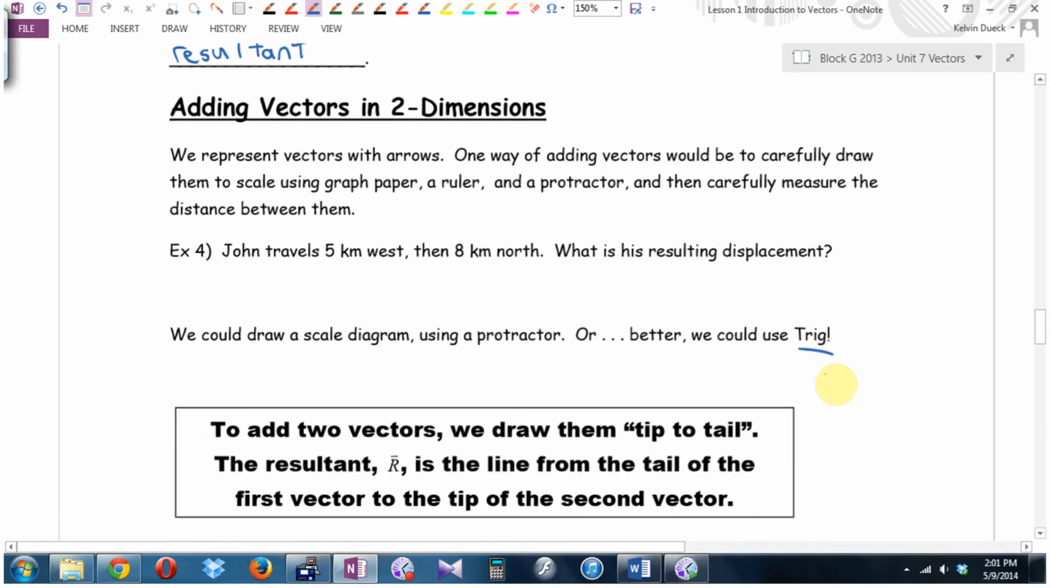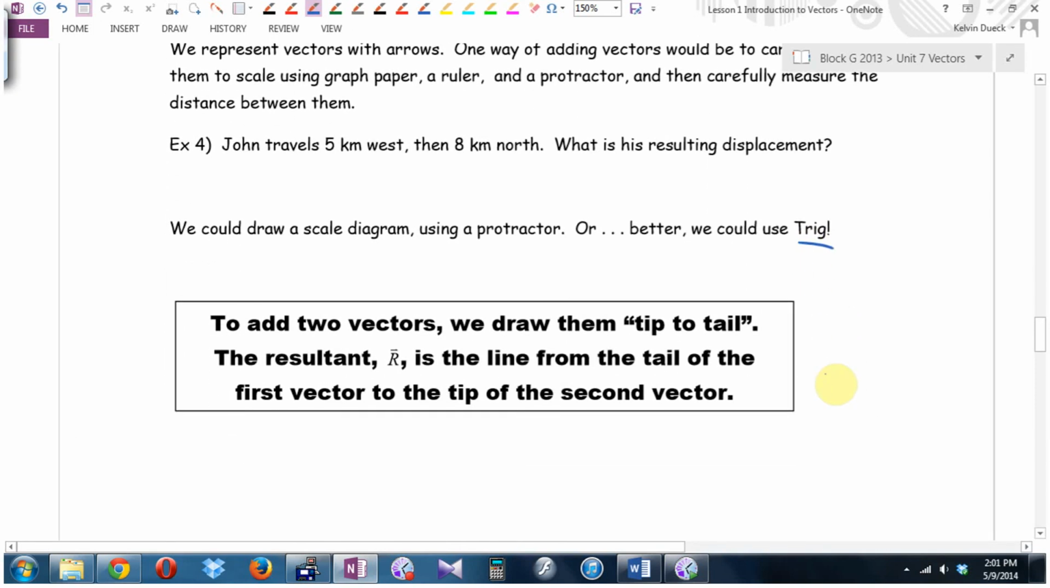And here is the rule, and it is in bold font. To add 2 vectors together, we draw them tip to tail. How do we draw them? Let's suppose I wanted to add 2 vectors together. How would you suggest that I draw them? Tip to tail.